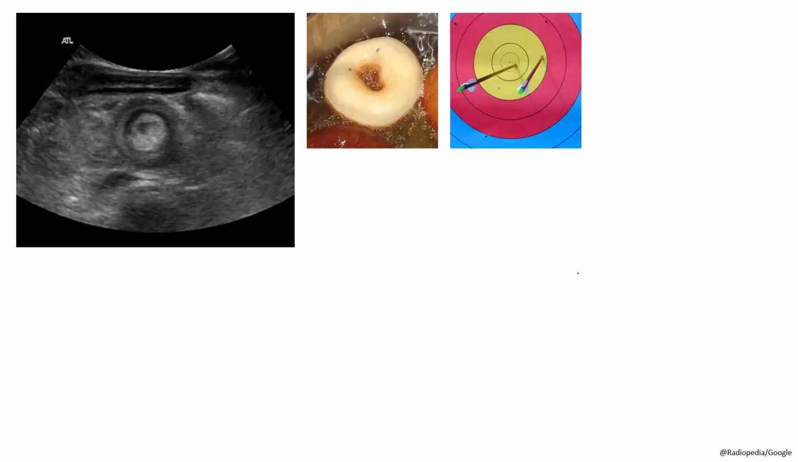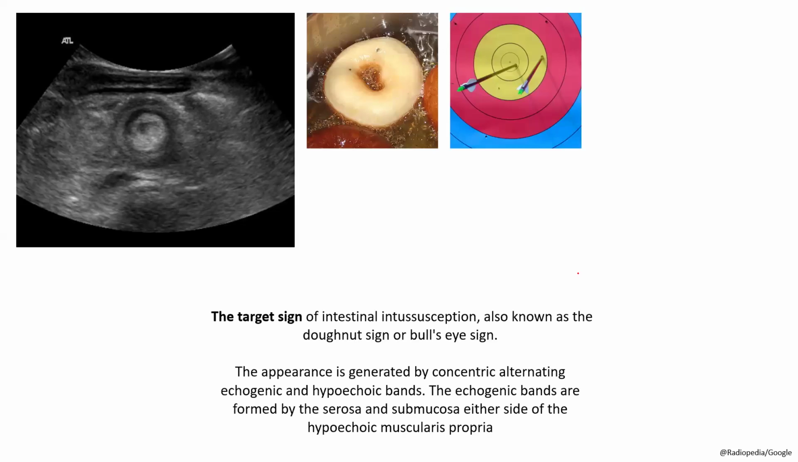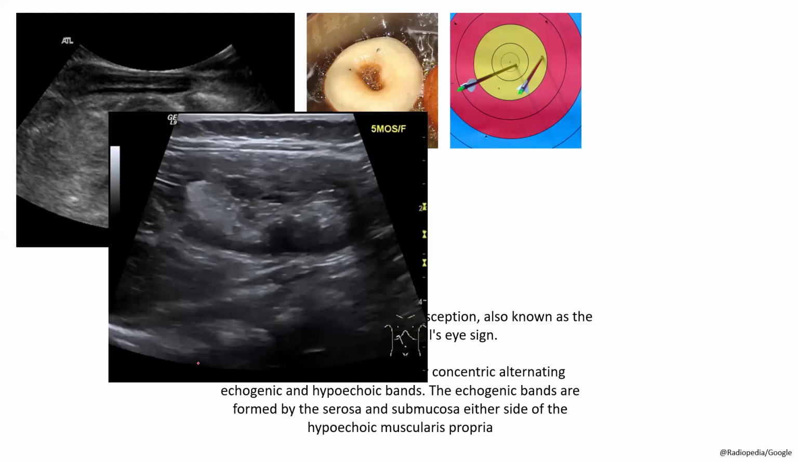What is this sign? This is donut sign or target sign. This is the target sign of intestinal intussusception, which is also known as bullseye sign or donut sign. This is because of concentric, alternating echogenic and hypoechoic bands. This is the pseudo-kidney sign of intussusception.